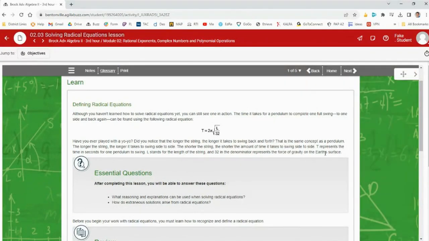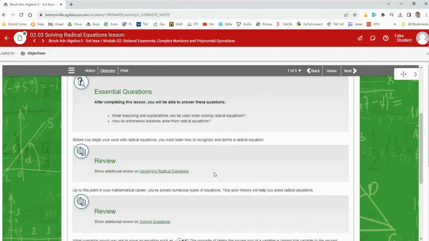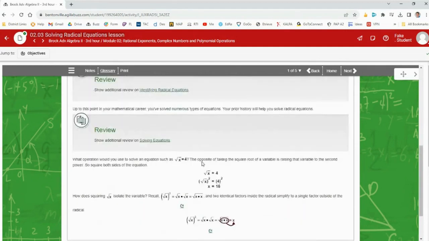So T represents the time in seconds for one pendulum to swing. L stands for the length of the string, and 32 represents the force of gravity on the Earth's surface. So a radical equation that can be used in real life situations. So what we're going to learn about is what reasoning and explanations can be used when solving radical equations, and how do extraneous solutions arise. Extraneous, that usually means extra, something you can throw away, it's really not relevant. So we're going to get into that. Here's some review if you need it.